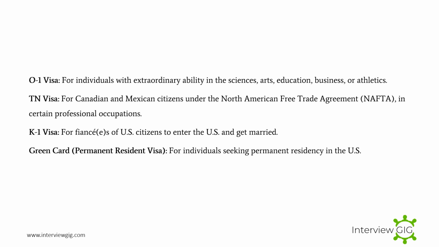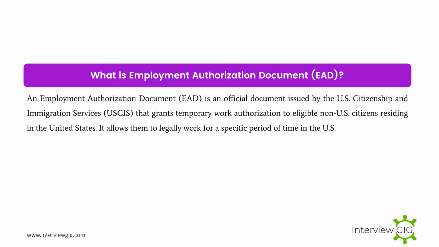K1 Visa, for fiancé(e)s of US citizens to enter the US and get married. Green card, a permanent resident visa for individuals seeking permanent residency in the US. What is an Employment Authorization Document, EAD? An Employment Authorization Document, EAD, is an official document issued by the U.S. Citizenship and Immigration Services, USCIS, that grants temporary work authorization to eligible non-U.S. citizens residing in the United States. It allows them to legally work for a specific period of time in the U.S.